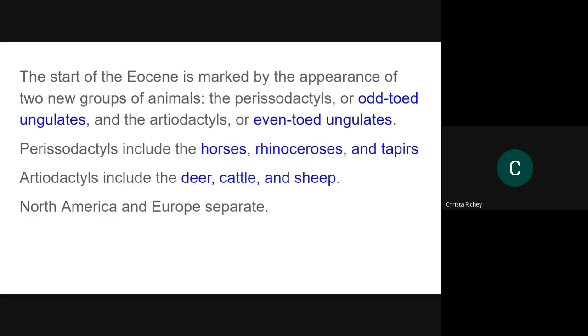Now, what happens here is North America and Europe start pulling apart. So now the Atlantic isn't just going between South America and Africa, because that happened first, but it's now also going between North America and Europe. But North and South America still have not come together, so we don't have a separation between the Atlantic and the Pacific yet.